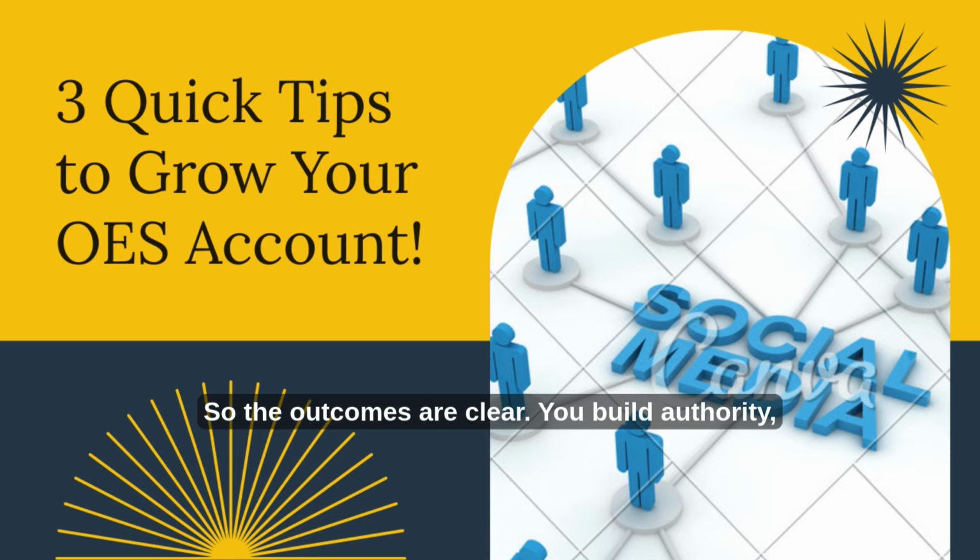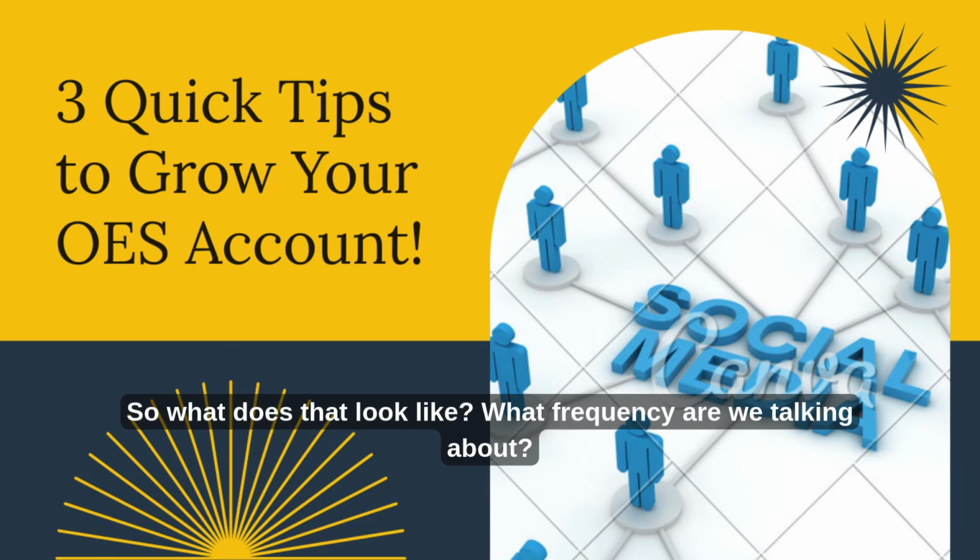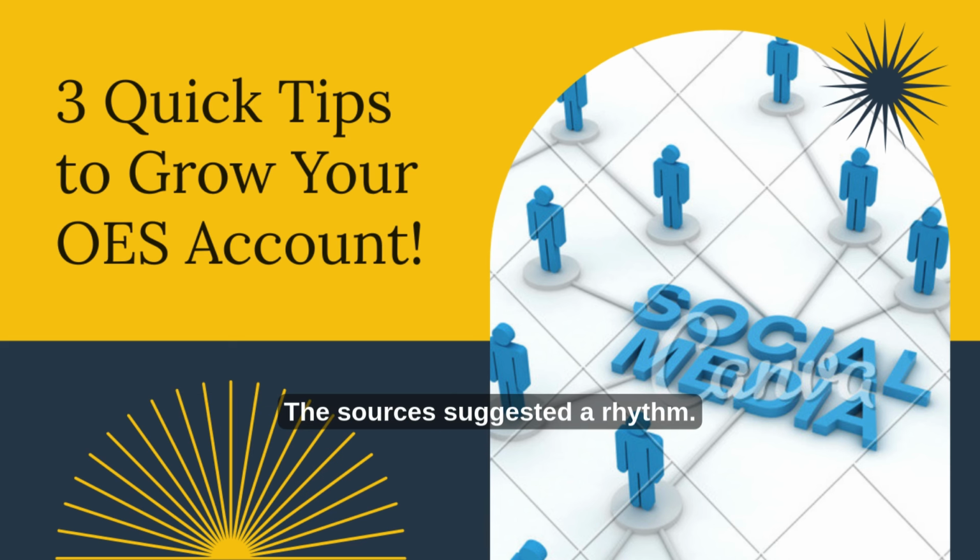So the outcomes are clear. You build authority, attract signups by offering unique value, and build trust across borders. But this needs consistency, right? That's step 2. The power of consistency. Exactly. Sporadic activity doesn't register effectively. The system's algorithm, like most platforms, favors consistent, reliable engagement. So what does that look like? What frequency are we talking about? The sources suggested a rhythm. Daily.